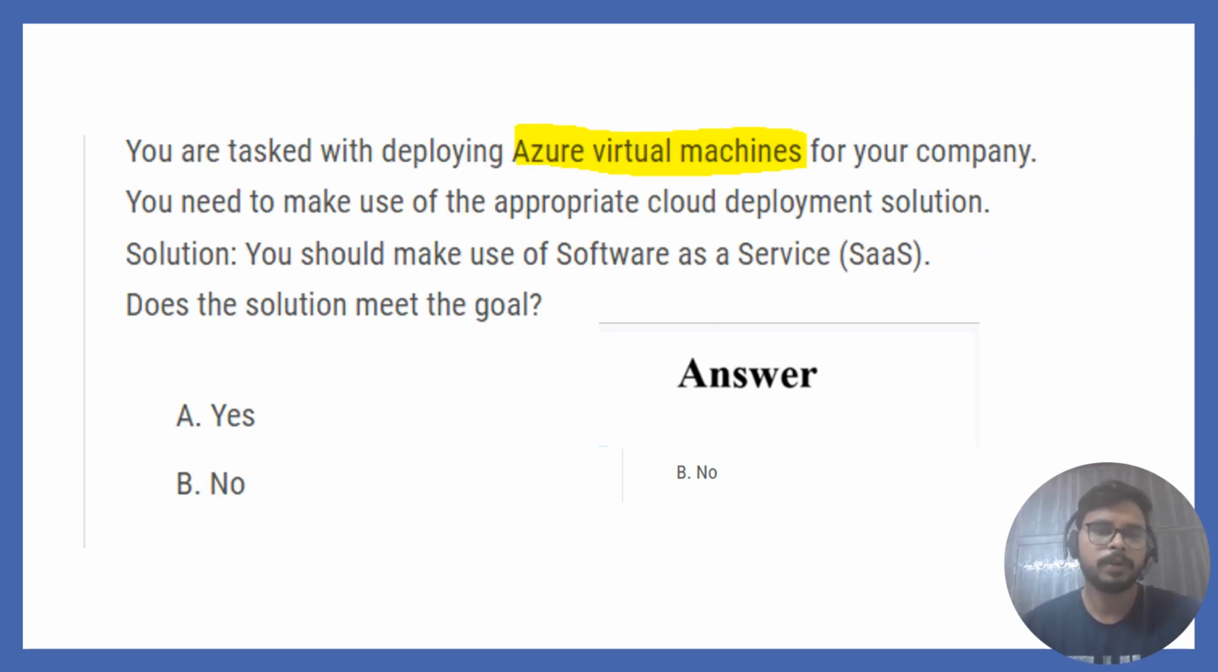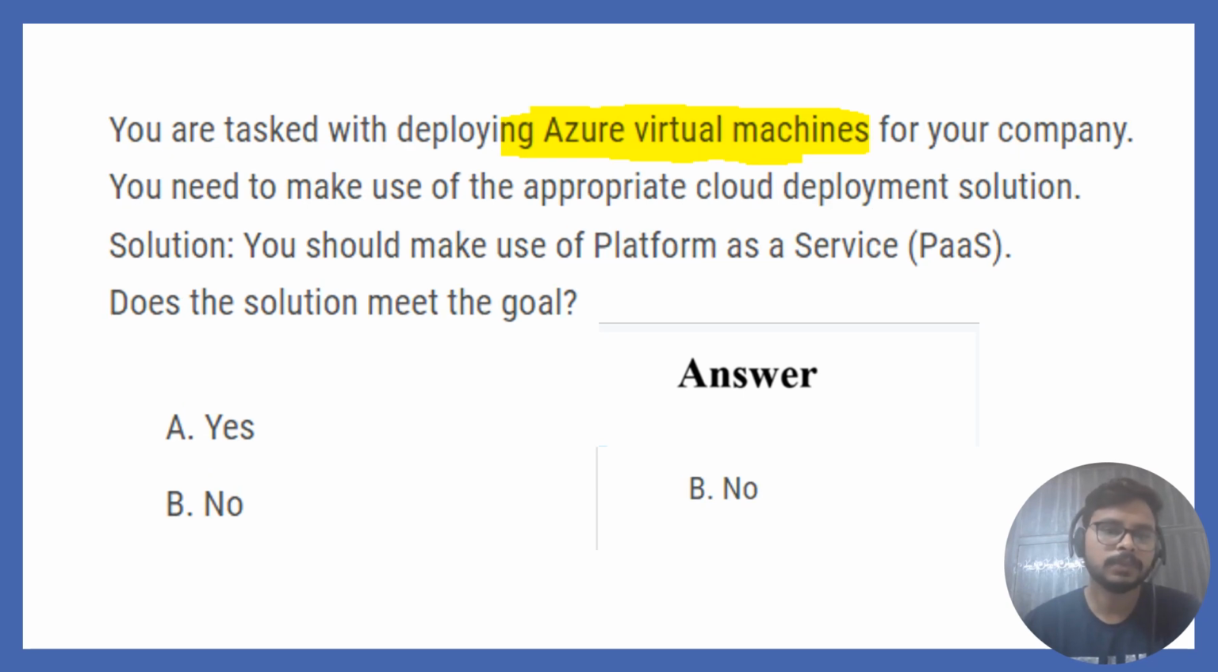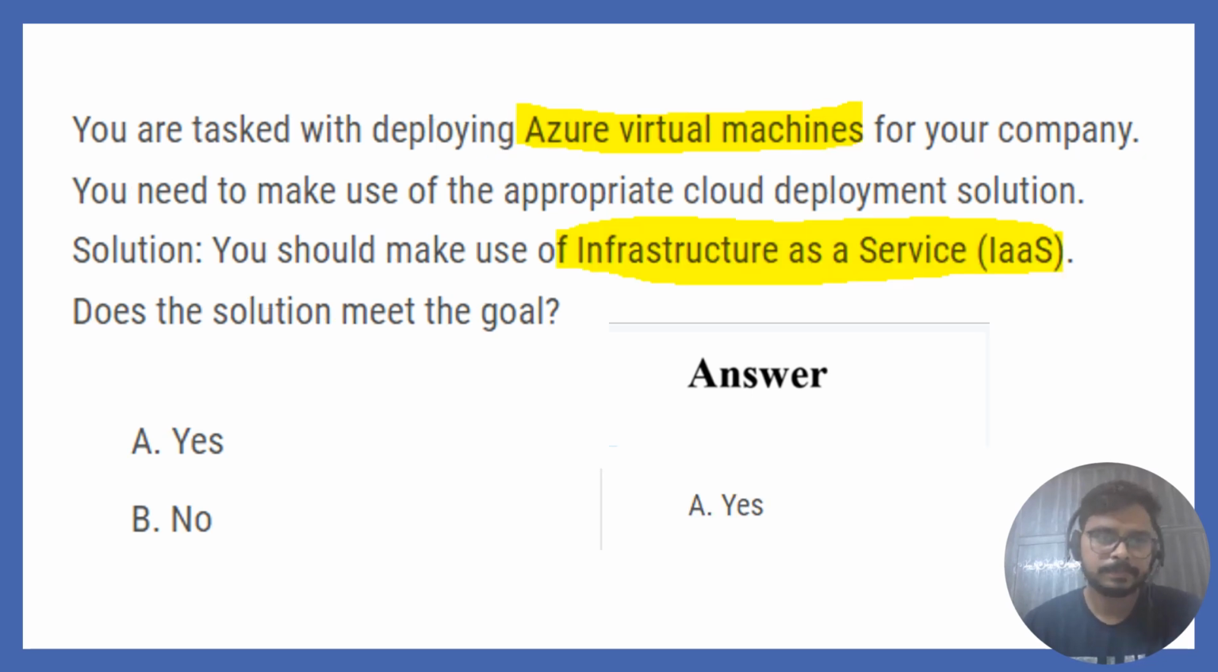Next, your task is to deploy a virtual machine for your company, and you have to select the appropriate cloud deployment solution. They have given the option of software as a service, and they ask whether this meets the goal. The answer will be no, because a virtual machine is not software as a service. Again, for the Azure virtual machine, can we use platform as a service? The answer will again be no, because Azure virtual machines do not act as platform as a service. Now they are asking the same thing, to deploy Azure virtual machines, with the option of infrastructure as a service. Will this solution meet the goal? The answer will be yes, because an Azure virtual machine acts as infrastructure as a service.